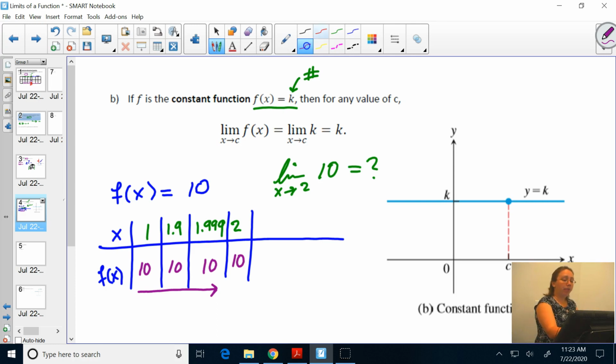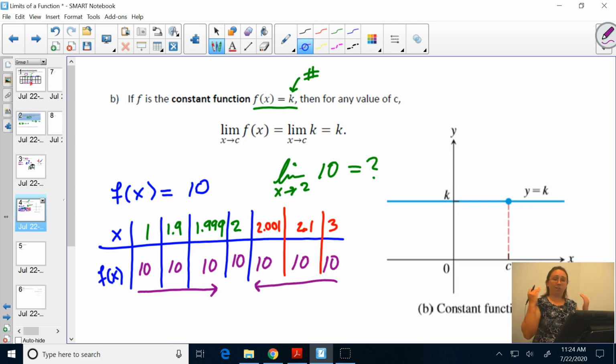If I were to do it from the other side, let's see, what comes after 2? 3, and then we have 2.1, and then closer would be 2.001. So I'm approaching the x value of 2 from the right side. Well, again, the function value for each of these is just 10. So as x approaches 2, our function values are just 10 all the way. They are staying constant, because that's the constant function, and they are approaching the value of 10. So that would be our limit of this function, 10.